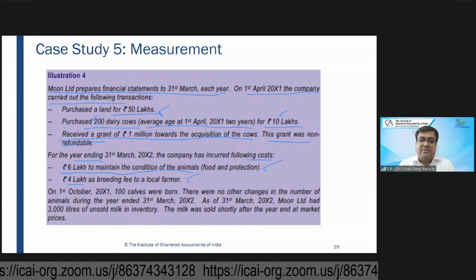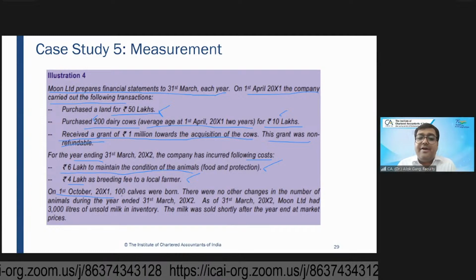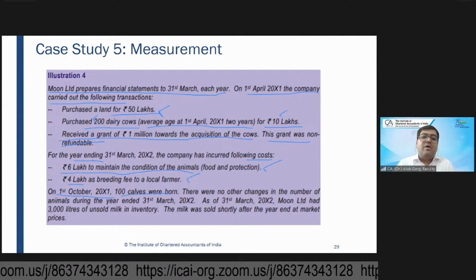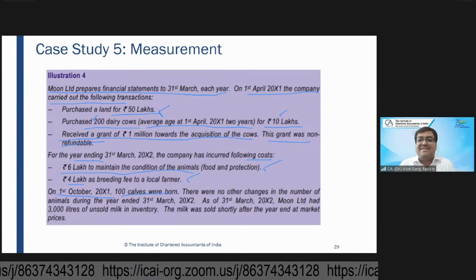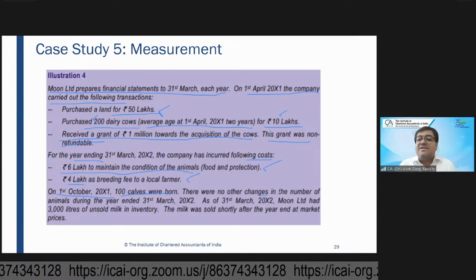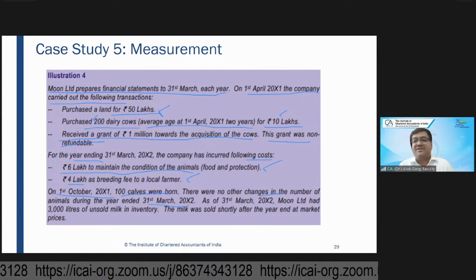After 6 months, on 1st October 20x1, 100 calves were born. These 200 cows have given birth to 100 calves. Again, biological asset, measured at fair value less cost to sell. There were no other changes in the number of animals during the year ended on 31st March 20x2.